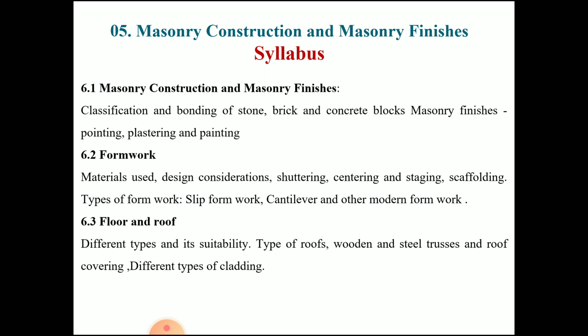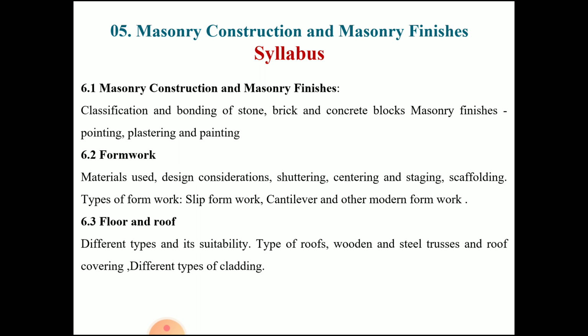The very first chapter is 6.1, and the name of that chapter is masonry construction and masonry finishes, which consists of the classification and bonding of stone, brick and concrete block, masonry finishing, pointing, plastering and painting. This is the very first topic. Then the second subtopic is the formwork.